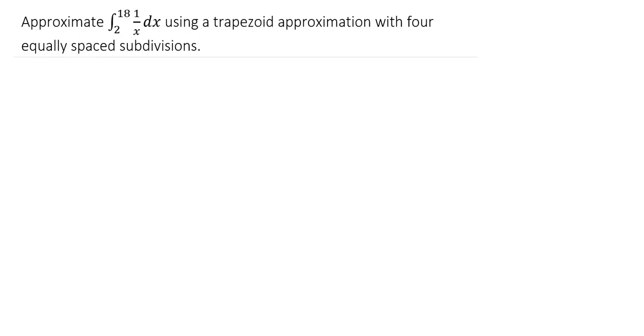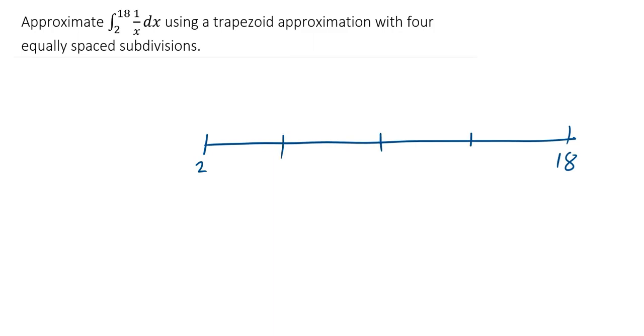So for 1 over x, for instance, I'm going from 2 to 18, and in this problem it asks me to break it into 4 equally spaced subdivisions. From 2 to 18 is length of 16, broken into 4 pieces. Each piece has to have length of 4. So I go 2 to 6, 6 to 10, 10 to 14, and 14 to 18. I'm going to think about this as a bunch of trapezoids, but really I can stop thinking about it as trapezoids, and if I want I could just think about it as a formula.